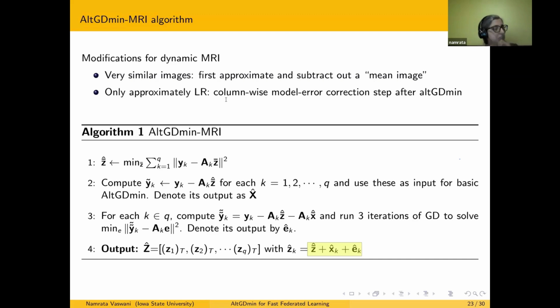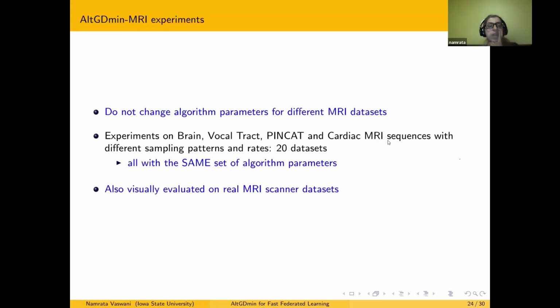Because of course, I should mention here, my image sequences are never exactly low rank. Low rank is just a modeling assumption. So you want to recover the modeling error, or we call it a model error correction step. And then for our experiments, we did something which is not so common in MRI, but is needed if you want to run the algorithm on your MR scanner, for instance. You want to be able to compare across different applications and different sampling schemes, all with the same set of algorithm parameters.